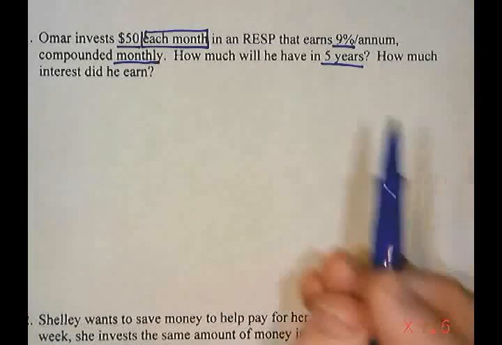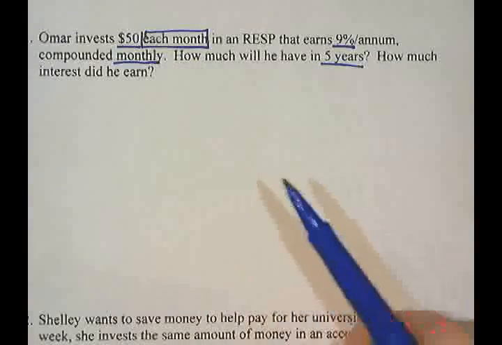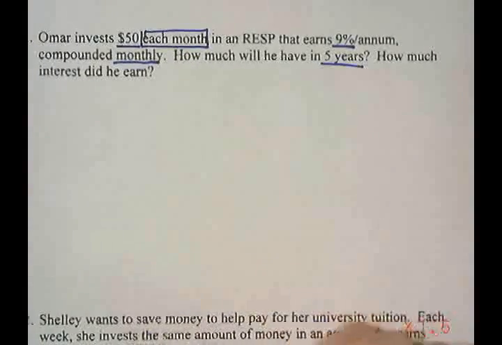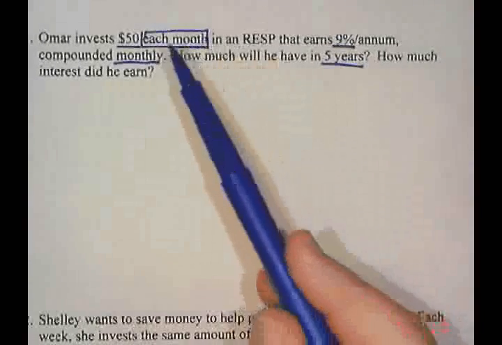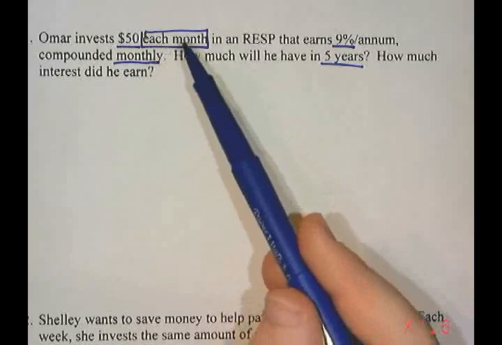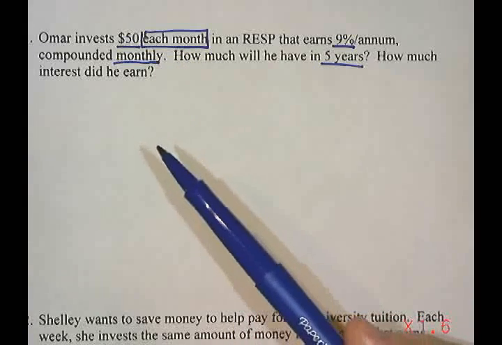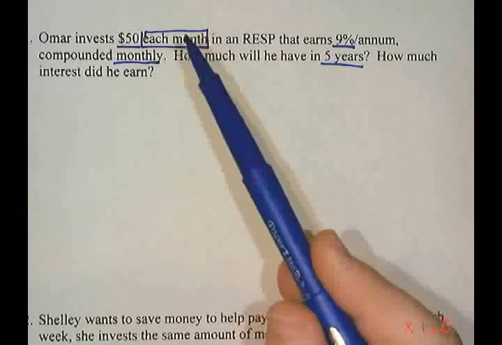in 5 years. So when I'm trying to figure out whether this is an annuity or not, I need to look for words that tell me that we're putting money in more than once. And when it says that it's $50 each month, that tells me we're putting money in more than one time. So I know that that's an annuity.